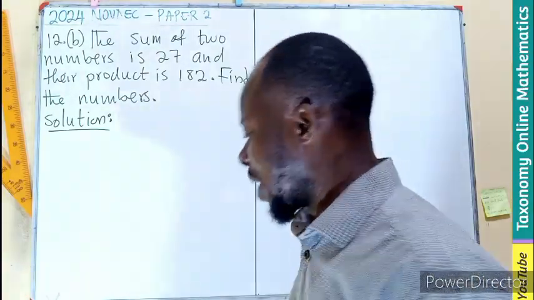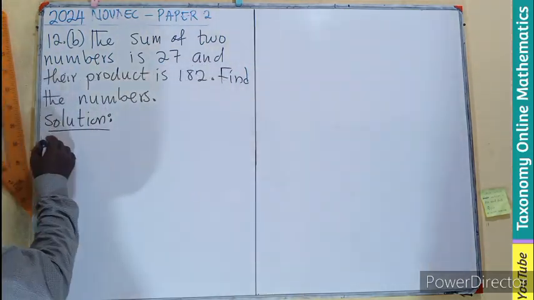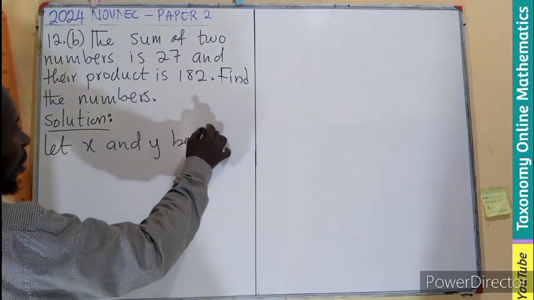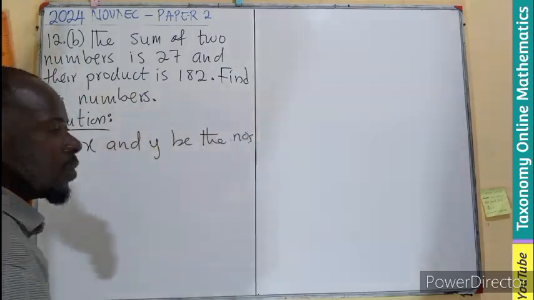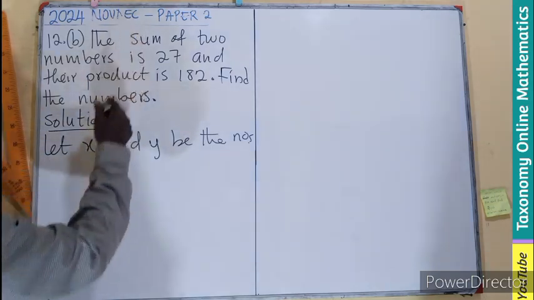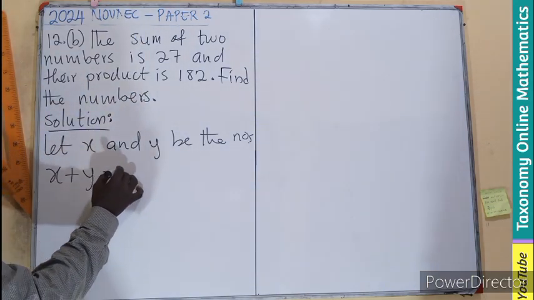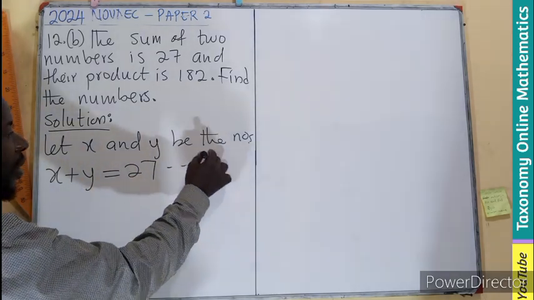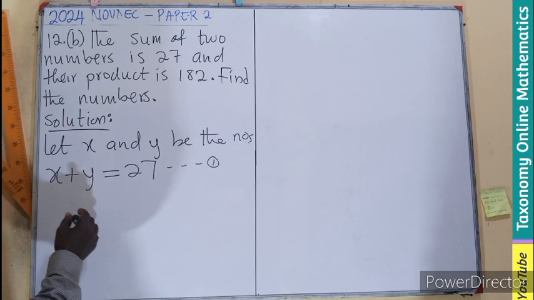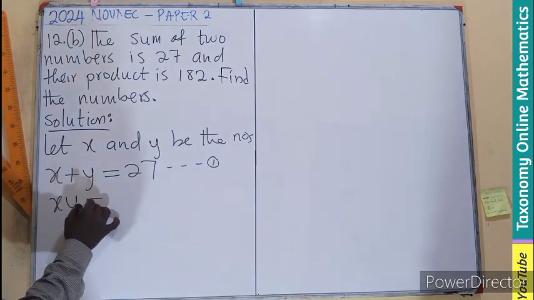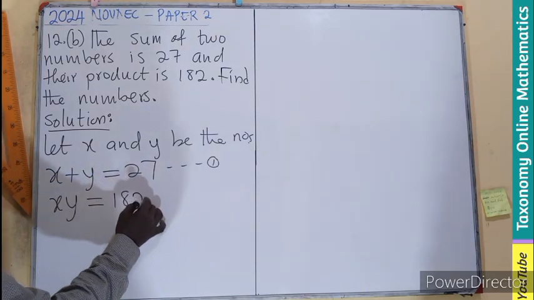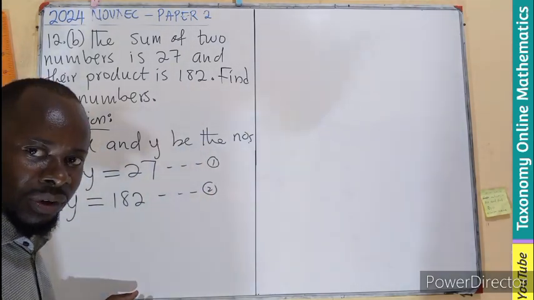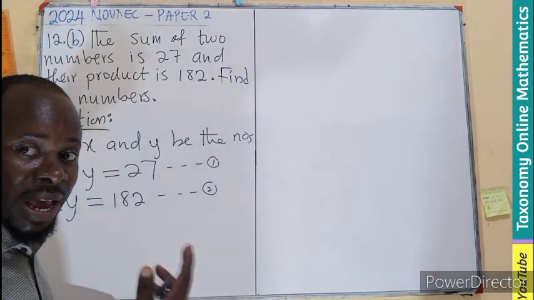So if I'm looking for the sum of two numbers which I am not aware of, I can let x and y be the numbers. So if x and y are the numbers, their sum, meaning x plus y, should give me 27. X and y are unknown. So we have our first equation. Then product means that x times y also gives us 182. Another equation. We are solving these two equations simultaneously in order to ascertain the values of x and y.